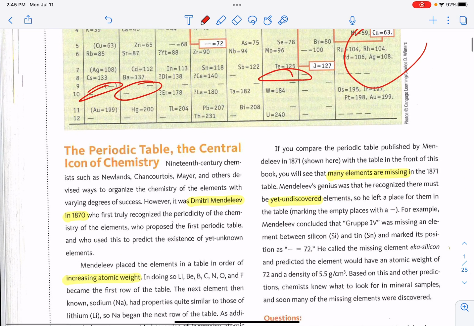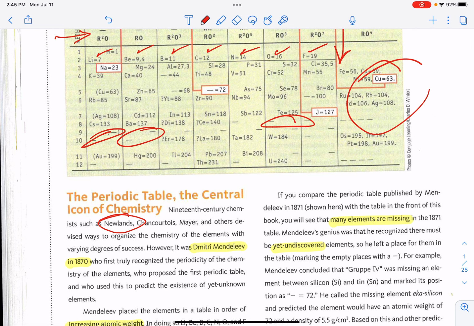Another interesting thing is that this guy named Newlands, his idea of a periodic table was groups of 8, which he called octaves, just like the musical scale. Do, re, mi, fa, sol, la, ti, do. You have 1, 2, 3, 4, 5, 6, 7, the noble gases, 8. He saw them in groups of 8. The main person, though, of course, is Dmitri Mendeleev, Russian, 1870.